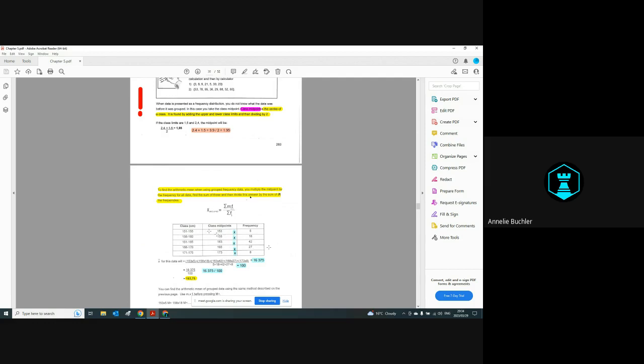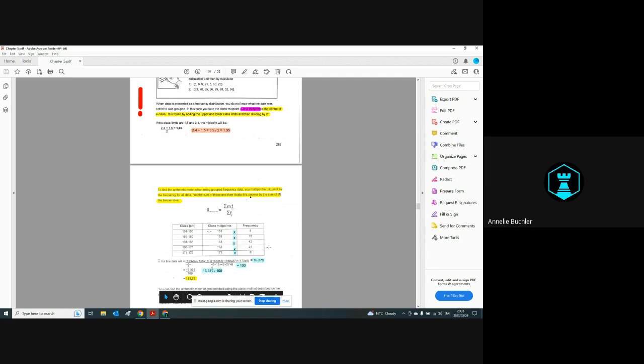You multiply your midpoints by the frequency, by 5. So you can see over here is 153 times 5. Then it's 158 times 18. So all these, you're going to get your totals over here, and it will amount to 16,375.